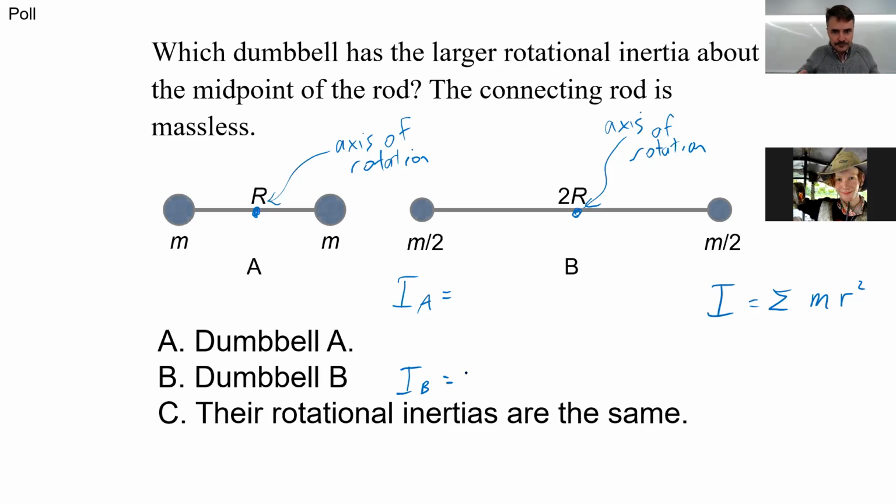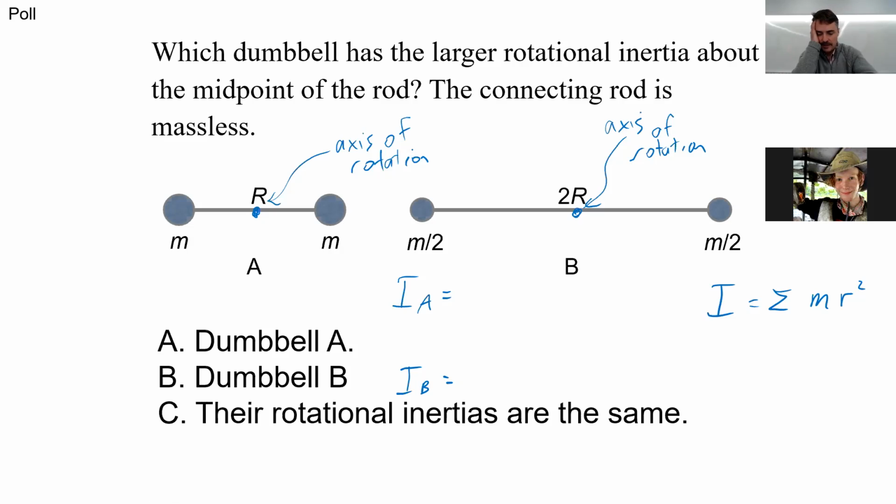Should we do it? I'm going to end the polling and see what you guys got. Maybe use your intuition here. 5 seconds. That's what you guys got here. I see 61% are voting for dumbbell B. Let's take a look at this.